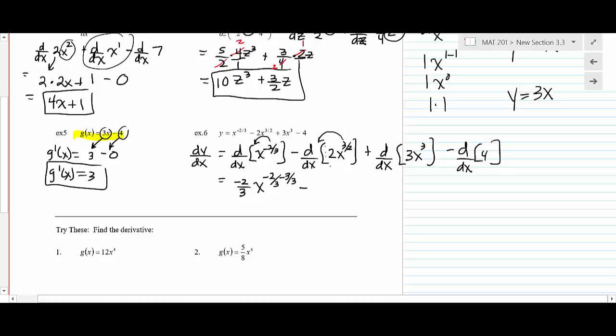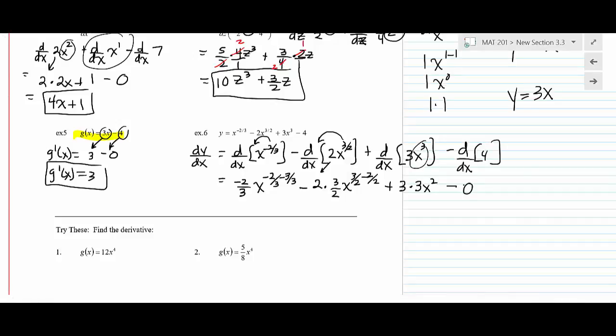Bring down the 3/2. Again, you write down the 2 because it's a constant. Just bring that down, and then that's going to be 3/2 x to the 3/2 minus 1. So I'm doing 2/2 like that. Okay, and then the next one, write down the 3. The derivative of x to the 3rd is 3x to the second. Okay, and then what's the derivative of 4? 0. Okay, and again, just do anything you can do in your head, do in your head.